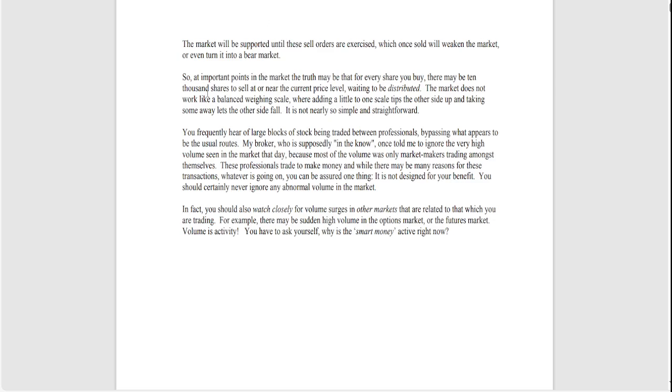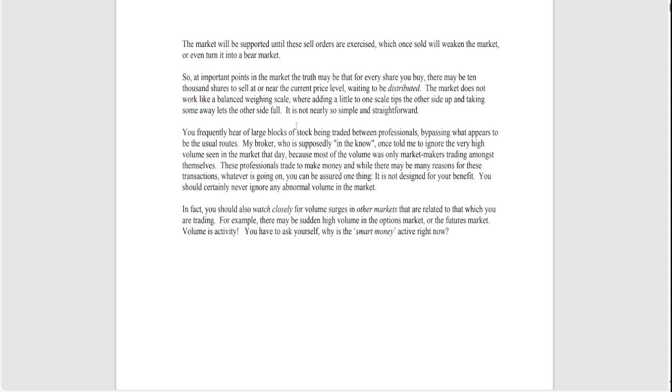At important points in the market, for every share you buy, there might be 10,000 shares to sell. When you buy, it's not a necessity that someone of an equal amount is against you and selling. No, there are many sell orders in front of you. You are just one buyer, and those sell orders need to be distributed. So the market does not work like a balanced weight scale where adding a little to one side tips the other side. The market is not in balance; it's not a straightforward affair.